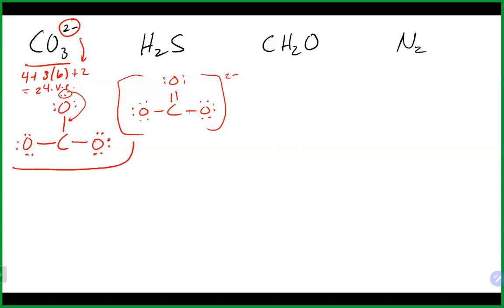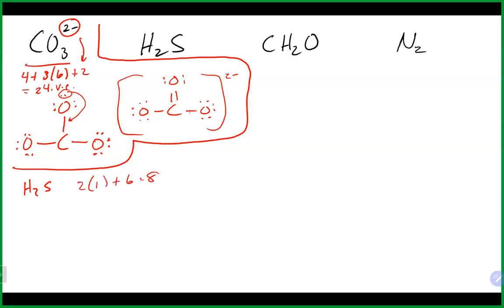Taking a look at the next one here, which will be H2S. So hydrogen is 1, so there's 2 times 1, and sulfur is 6. That is 8 valence electrons. We know hydrogen should never be in the middle, so that leaves sulfur as our middle candidate here. We're going to do a single bond to each, and that is 4 electrons that we've used. We now have 4 more to go.